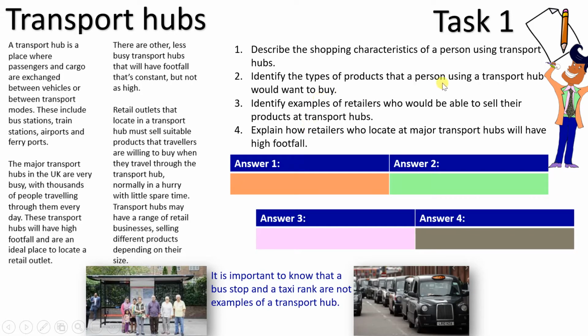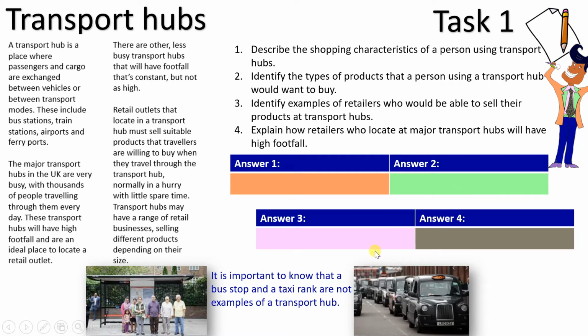Identify the types of products that a person using a transport hub would want to buy. This time around you've got to put yourself in the shoes of the person going through the transport hub and the reason why they're there, and then once you've got that idea of who they are, you'll get an idea of what type of things they'd like to buy. Because if they're going to the transport hub because they're on the train going to work, then think about what they're going to buy. If they're in a transport hub because they're waiting for a flight, think about the shops that are there, and so forth. Put your answers in the green answer 2 box.